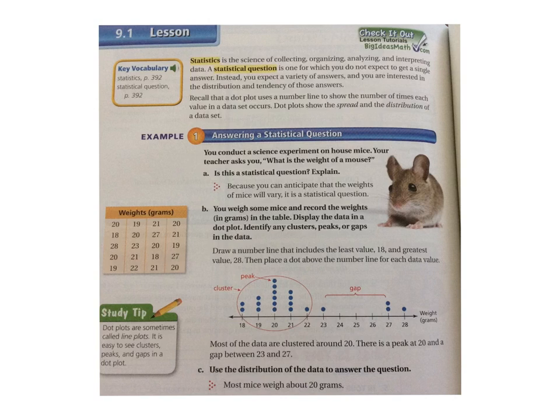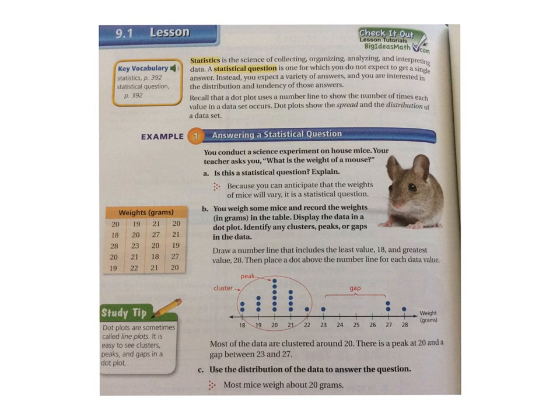So let's get started. This is just a snapshot out of the book. It says that statistics is the science of collecting, organizing, analyzing, and interpreting data. A statistical question is one for which you do not expect to get a single answer. Instead, you expect a variety of answers, and you're interested in the distribution and the tendency of those answers. So recall that a dot plot uses a number line to show the number of times each value in a data set occurs. Dot plots show the spread and distribution of a data set.